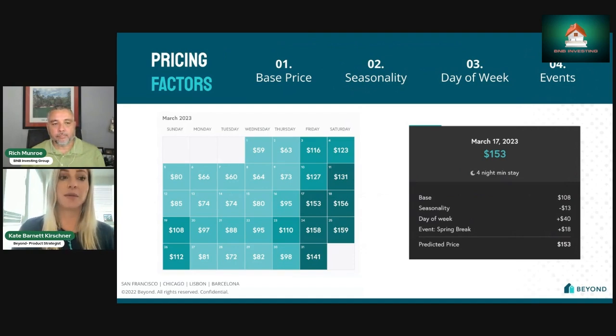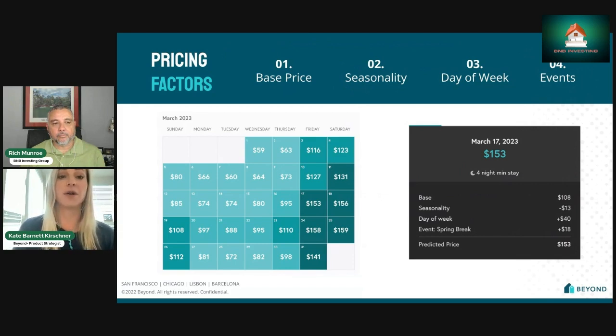One is Beyond Pricing has been around longer than anybody else, so we have a ton of connected users. Other Beyond Pricing users, whether that's individual owners or property management companies. And that gives us the cleanest source of data because we're directly connected to the software. So we know if that's actual occupancy or maybe just some blocks.